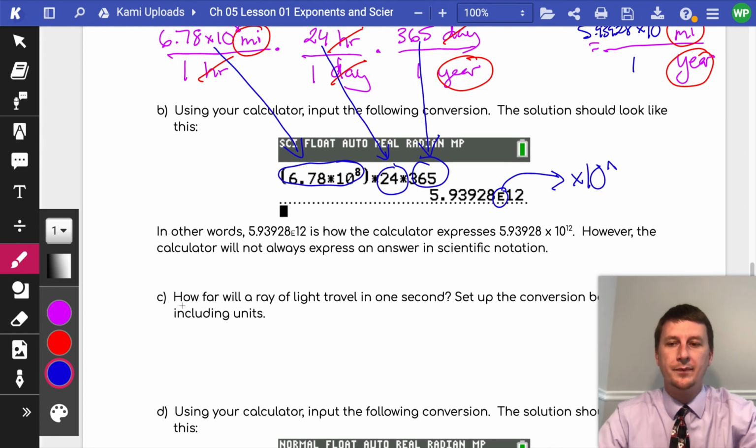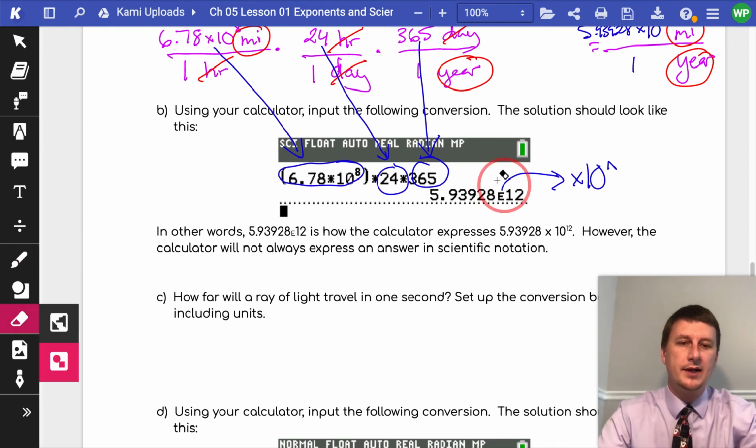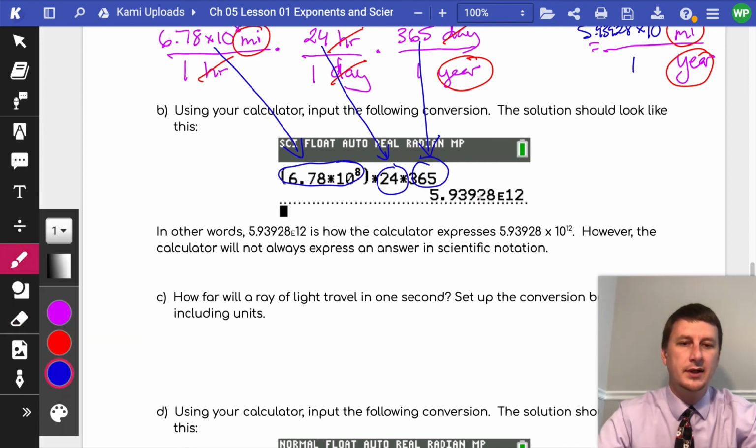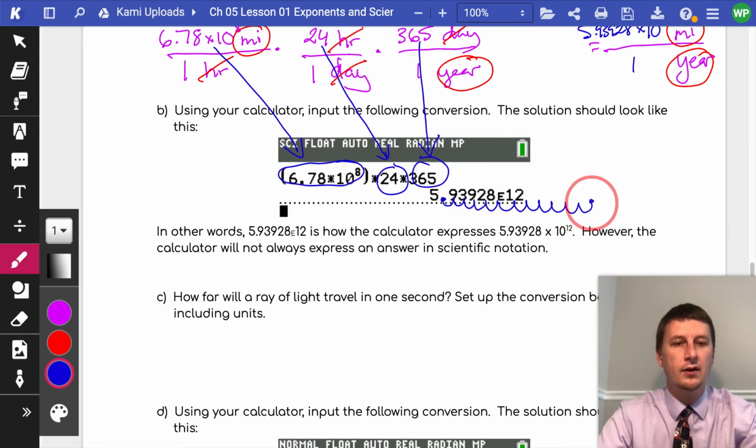The quick way that I like to think of this is that when I see that e to the 12th right there, that's really telling me to take my decimal point and move it 12 times to the right. So I'd go 1, 2, 3, 4, 5, 6, 7, 8, 9, 10, 11, 12. And now any empty slot I have, I'm going to fill it in with a 0. And this very large number is going to be the number that the calculator is actually representing right now.